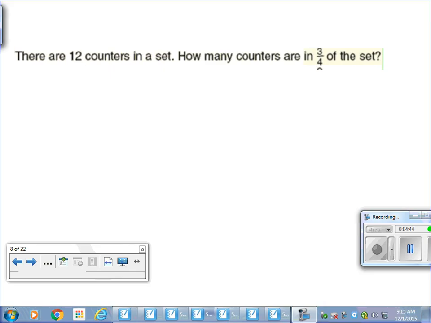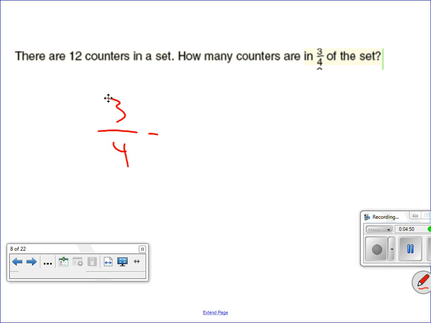We're going to keep going with some more practice here. There are 12 counters in a set. How many counters are 3/4? So I have 3/4, and I want to know what 3/4 equals. Remember, numerators and denominators. 12 counters in the set, so that means 12 is my denominator because that's the whole.